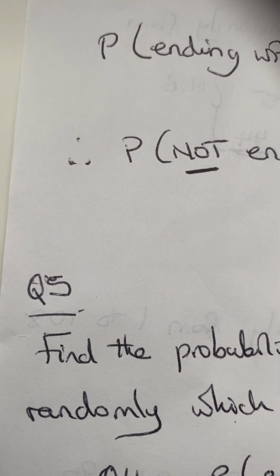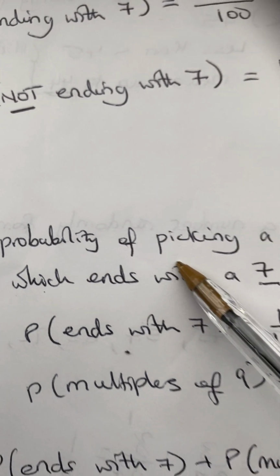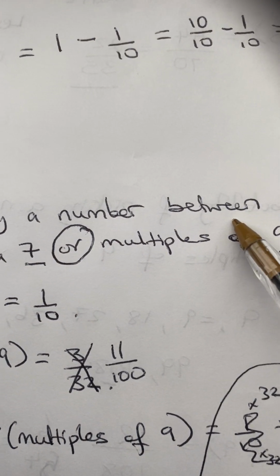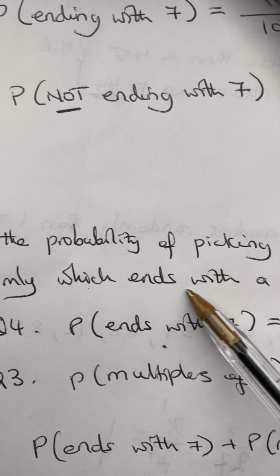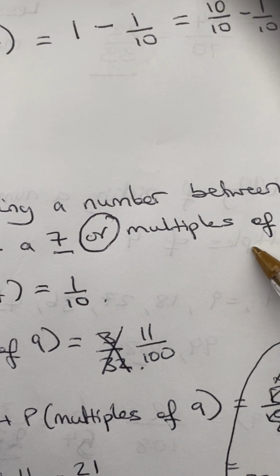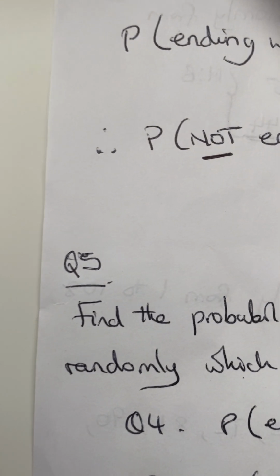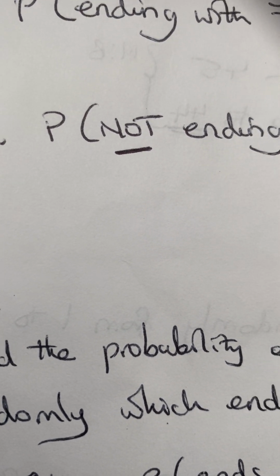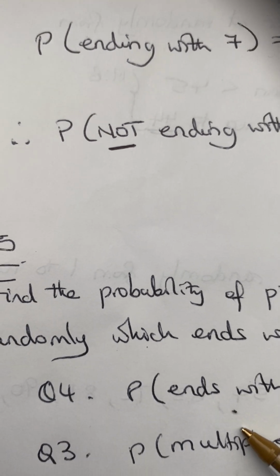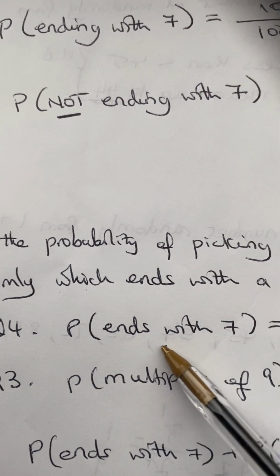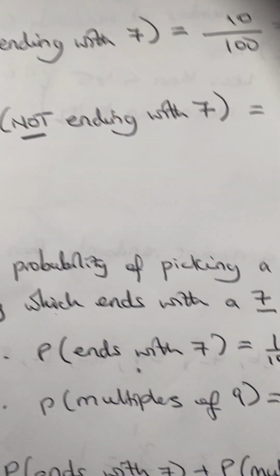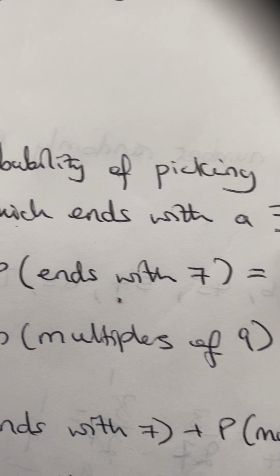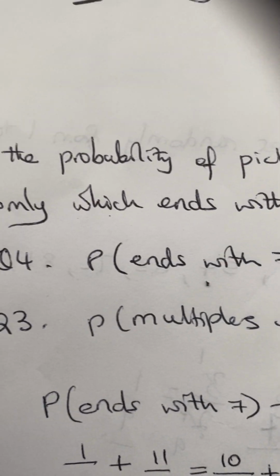Now the 5th question. Find the probability of picking a number randomly between 1 and 100, which ends with 7 or is a multiple of 9. So here we need knowledge from question 4. We've done question 4, ends with 7, and we saw that the probability is 1 out of 10. So we put the answer from question 4 here, because we've already done that, so we don't want to do that again.